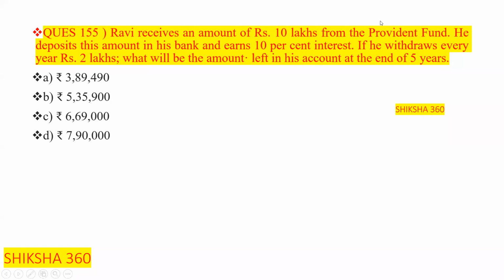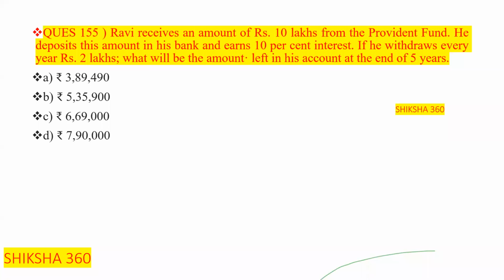what will be the amount left in his account at the end of 5 years? Now we have to calculate what is the amount left in his account at the end of 5 years. So how can we calculate?